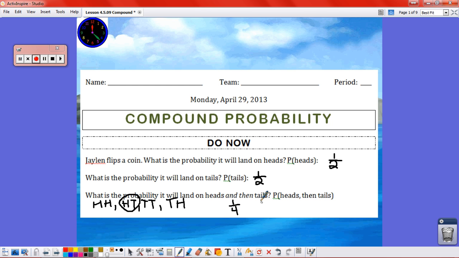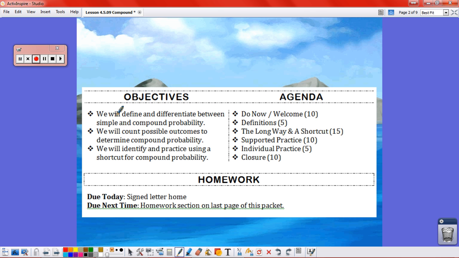And this leads directly into what we're learning today, which is we're going to define and differentiate between simple and compound probability. We'll count possible outcomes to determine compound probability, and we will identify and practice using a shortcut for compound probability. And you can already see the homework that's due today and that's due next time.